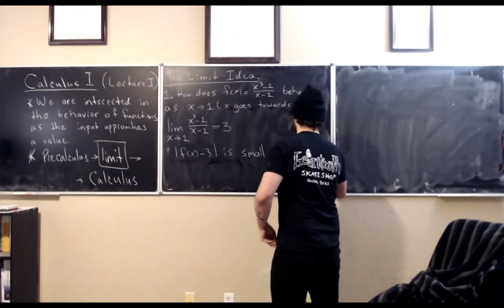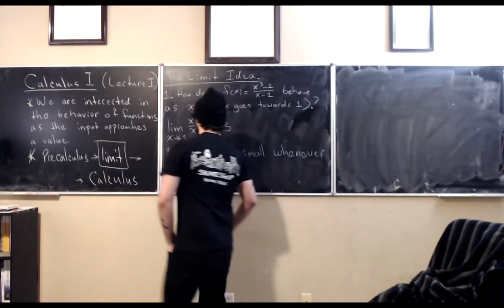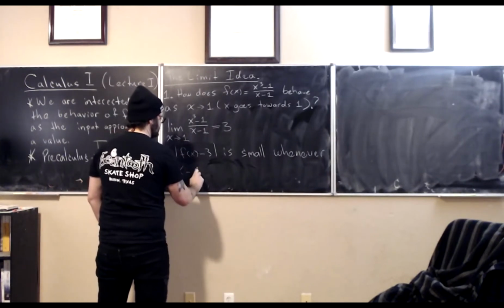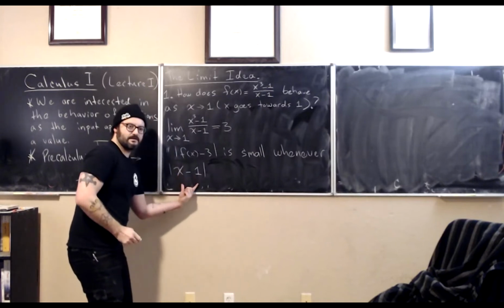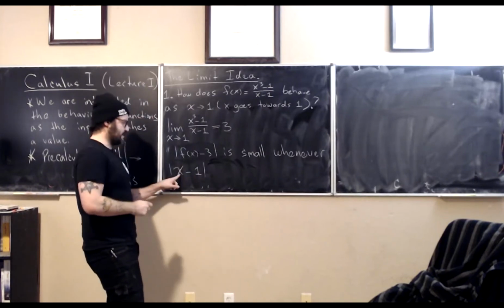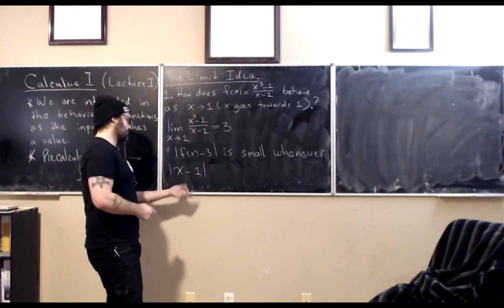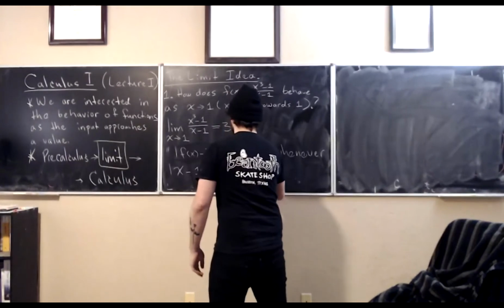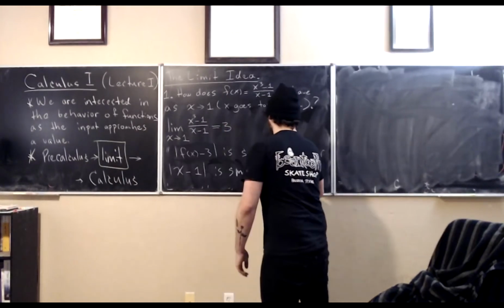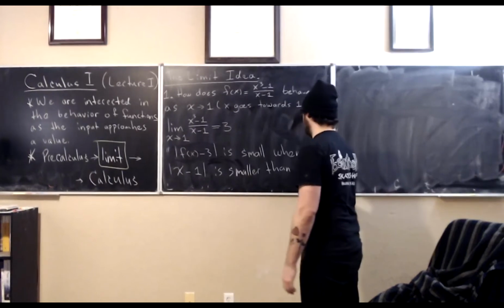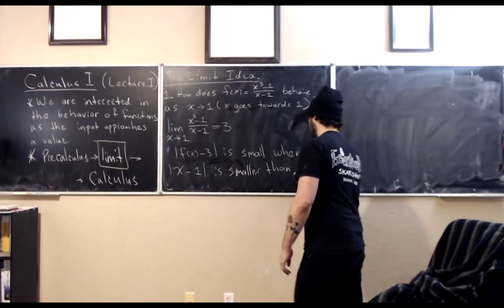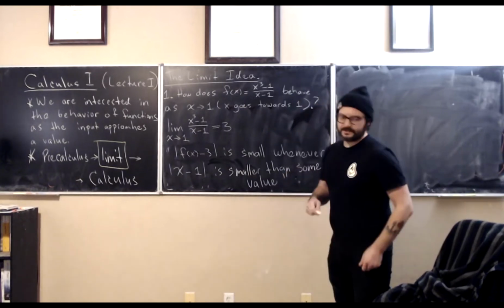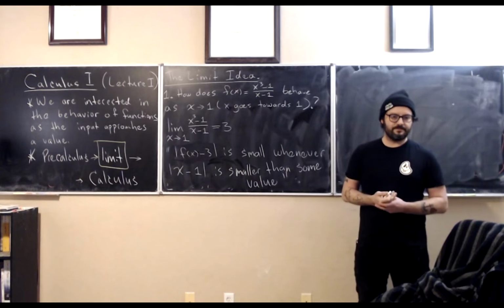whenever x minus 1, distance, again, right? The distance is 1. So the input, whenever this is smaller than some value. That's what we just observed, right?